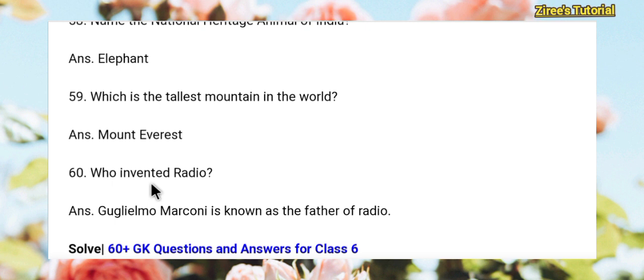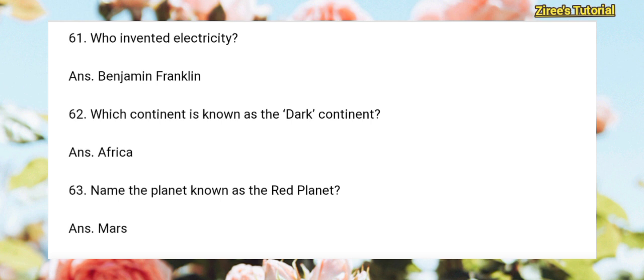Who invented radio? Answer is G. Marconi. G. Marconi is known as the father of radio. Next question. Who invented electricity? Answer is Benjamin Franklin. Which continent is known as the dark continent? Answer is Africa. Name the planet known as the red planet. Mars. Mars is also known as the red planet.